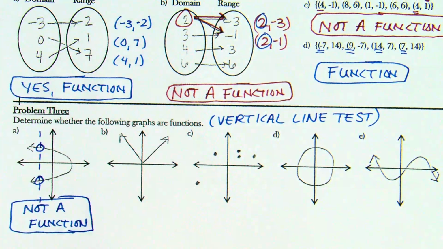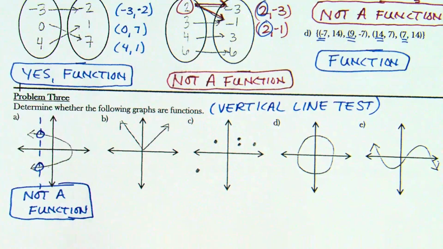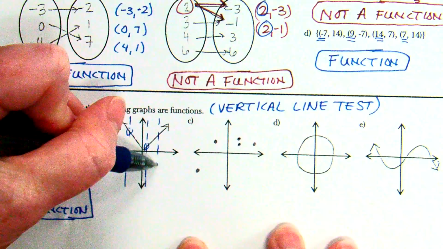Graph B. Kinsey says it is a function. Do you agree? Well, let's see. Let me try. I could draw a line there. It only crosses once, right? I can draw another line there. Only crosses once. I can draw a line there. Only crosses once. Is there any place I can draw a line that's going to cross twice? No. So this one is a function.